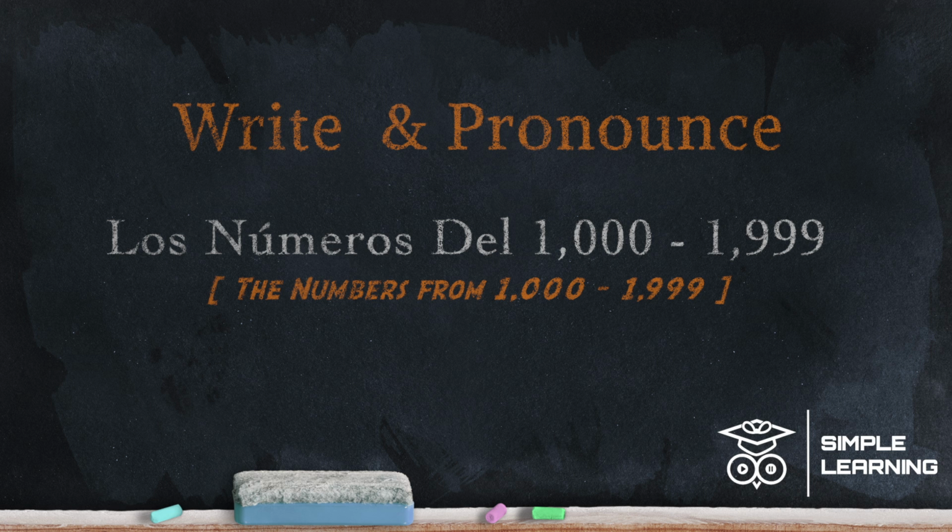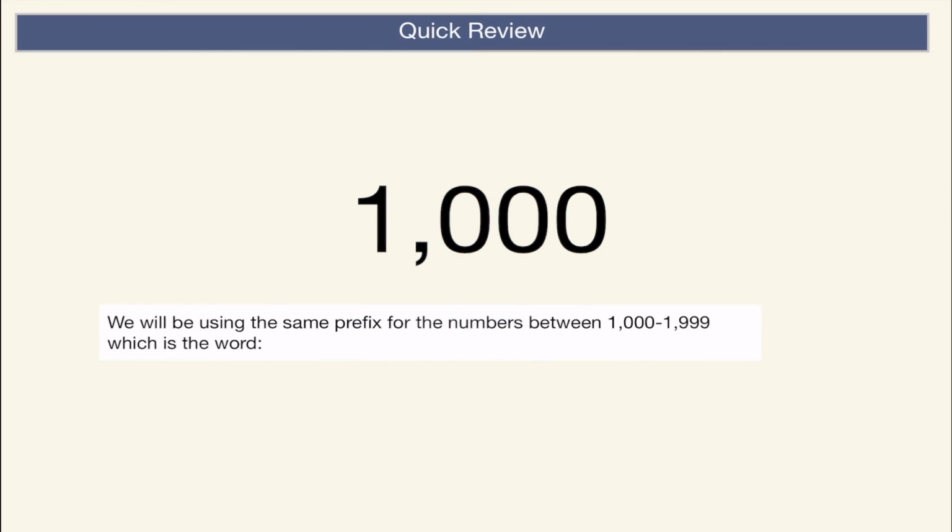In today's video we're going to learn the Spanish numbers 1000 to 9999. Here we have the number 1000. The number 1000 is a perfect 1000.